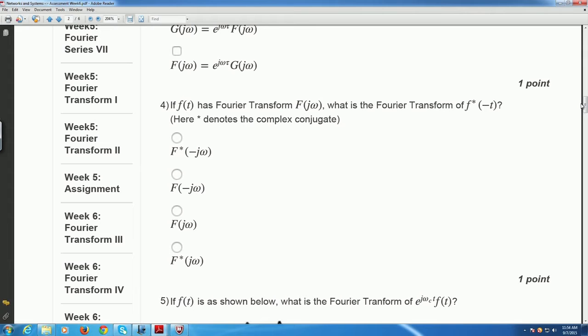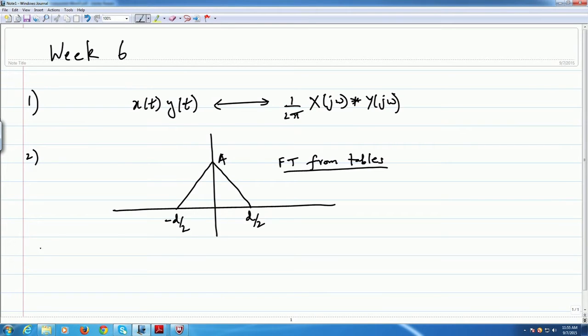This is in fact listed in one of the properties. The fourth question: f of t has Fourier transform f of j omega, and you need f star of minus t. Actually, f star of t may be directly listed, but for f star of minus t, you have to figure out how to combine those two properties. What happens when you conjugate, when you do f star of t, and then what happens when you do f of t to f of minus t. So, that is how you do the fourth question.